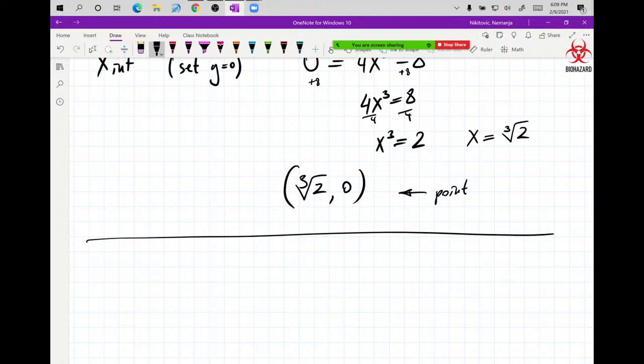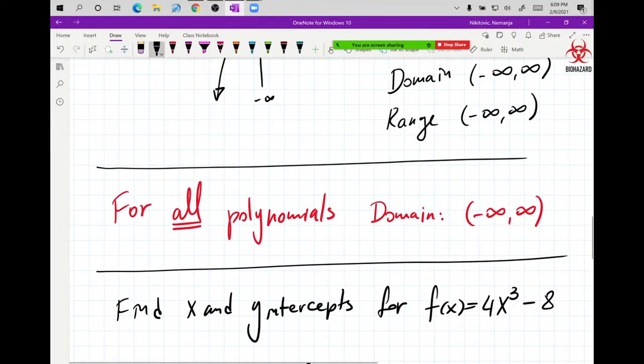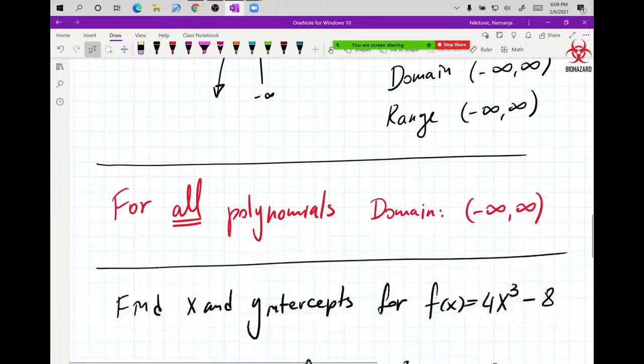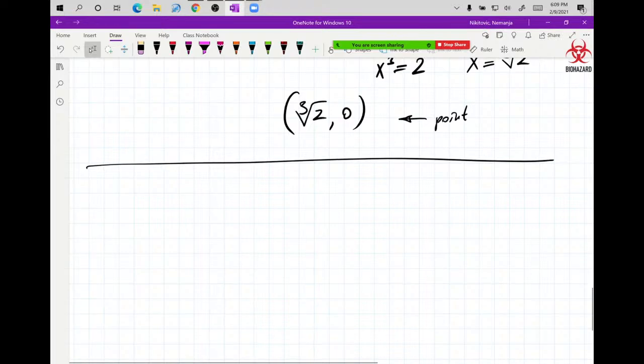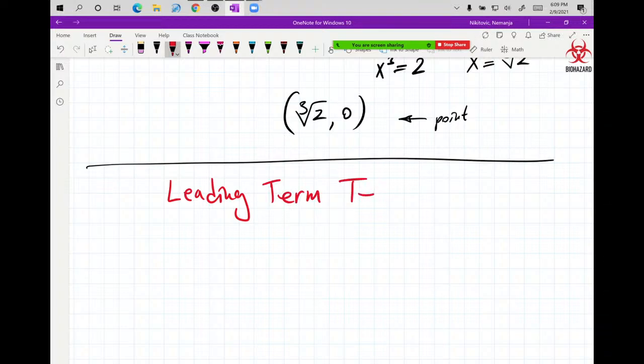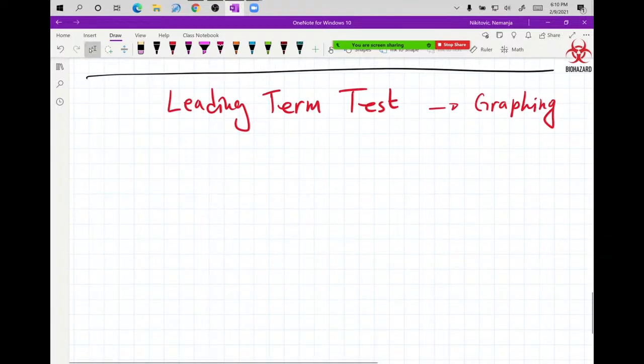All right. So now we are out of this algebra part plus the domain part, which is precalc, and we need to go right into what we call the leading term test, which actually gets you into graphing. Now, there is a ton of stuff here, and we have to cover a lot of it at the same time so it starts making sense. So please double and triple focus here.